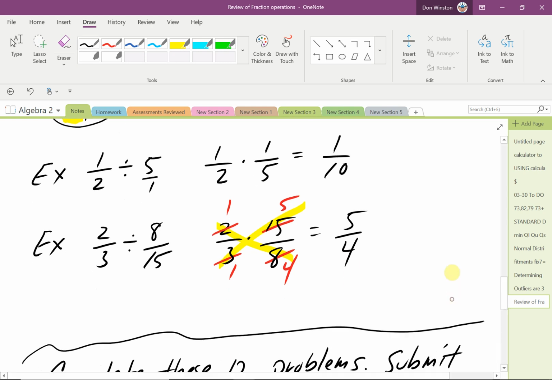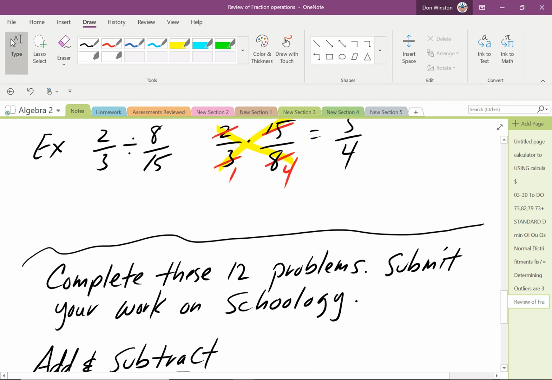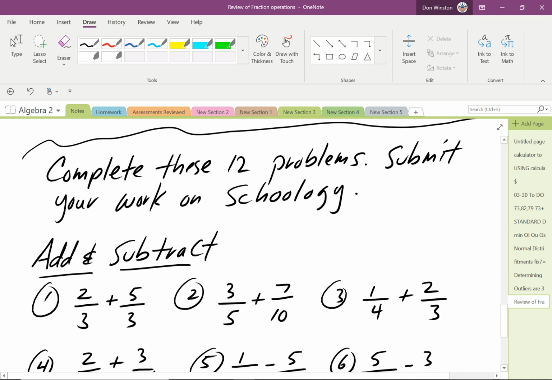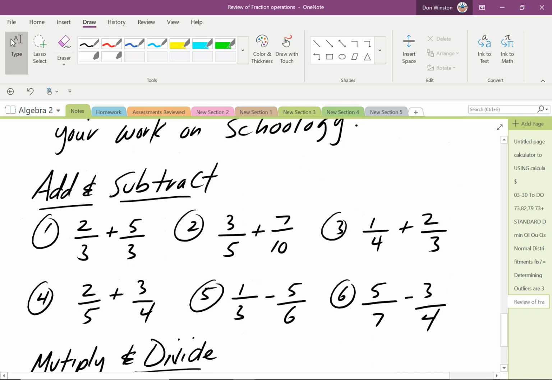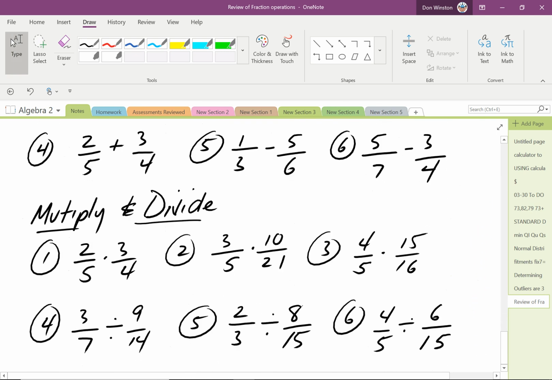Okay, so what I want you to do, I want you to do these 12 problems and submit your work on Schoology, either PDF or an image as you've done before. So we have 6 problems where you have to add and subtract. So I want you to do those 6 and show your work. And then we have 6 problems where you have to multiply and divide. Okay, so show your work and then turn it in.